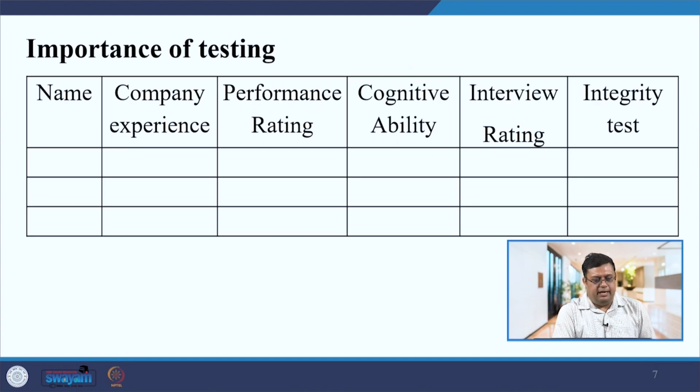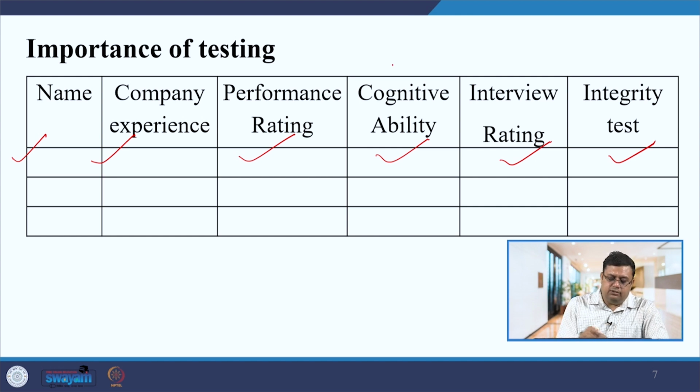So the next concept that we have is importance of testing. Whatever test you have done, here you can write the name of the candidate and how many years that candidate has spent, and then performance rating, cognitive ability, interview rating, and integrity test. So these all tests are there and ratings are there, and here performance rating is there. If in all tests the employee has performed so well, and the performance rating is also high, and that person is continuing with the work, it indicates that the candidate assessment was correct.